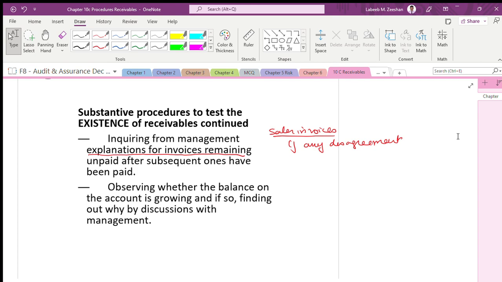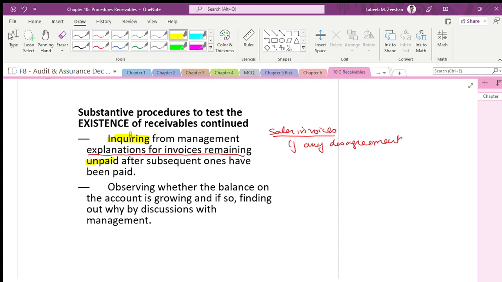First, the total casting should be done. Then you should see what the sales invoices are and how they have been delivered, the shipping documents. Then you have to get the confirmations. The last stage is that you have to discuss with the management. This is very, very simple. You have to inquire with the management whether any invoices have been unpaid, or whether subsequent ones have been paid.